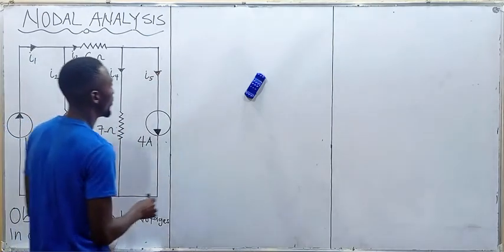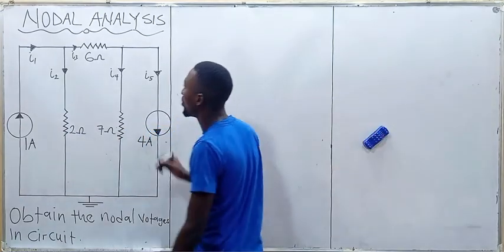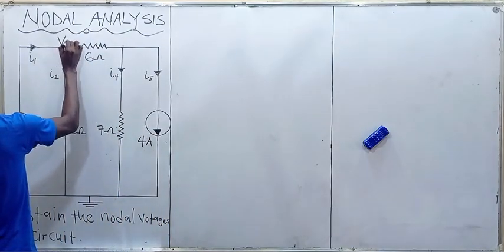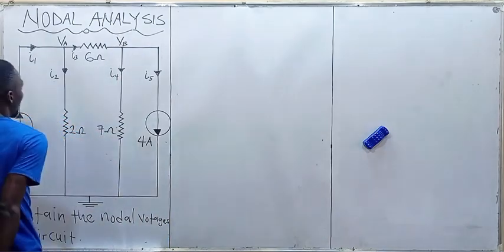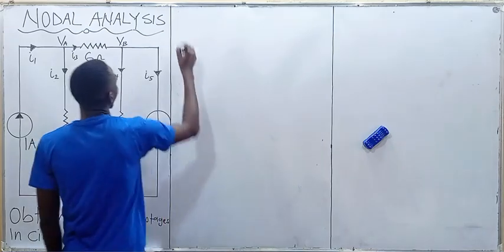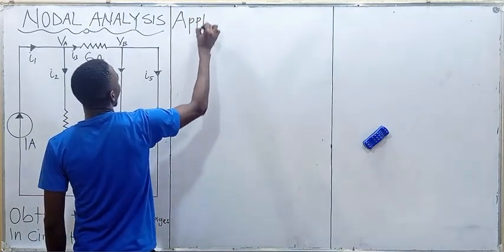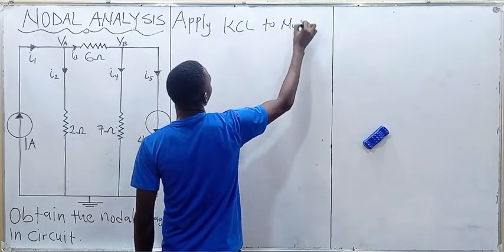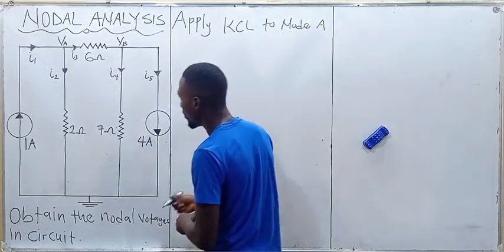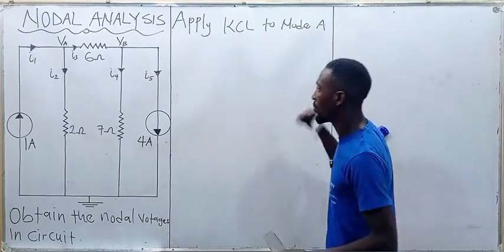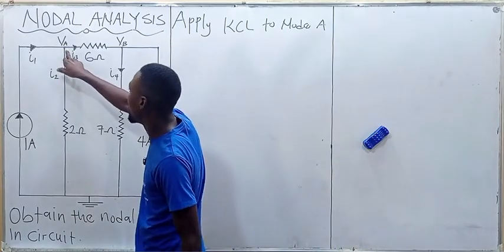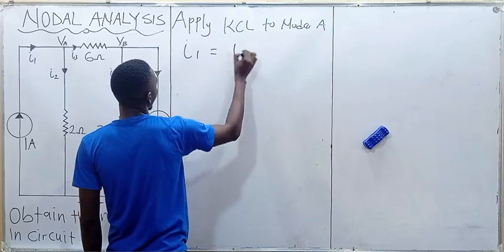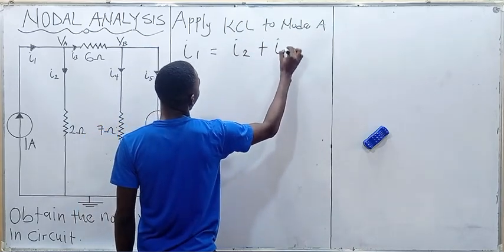All right, so we are going to then choose our node. So this is node A, node B, and let's call this place the voltage across node A, voltage across node B. I'm going to apply KCL to node A. The current coming in node A is just I1, so we are going to say I1 will be equal to the sum of I2 plus I3 leaving.